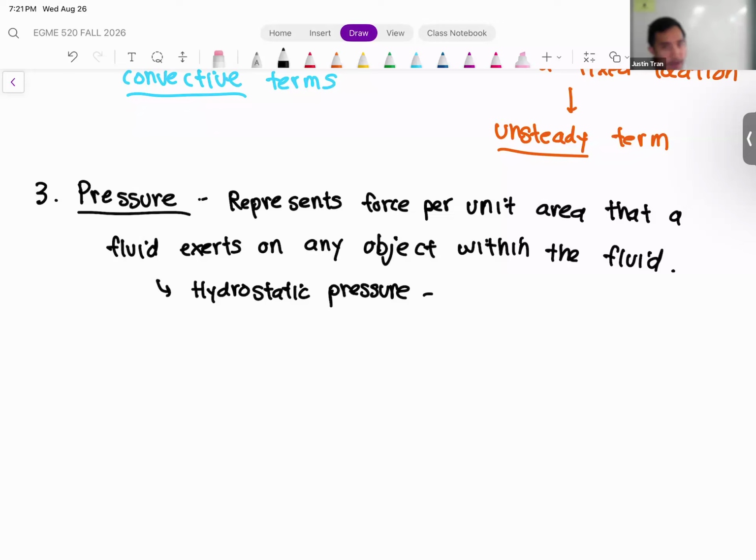Now, we won't be dealing with hydrostatic pressure all that much because, like the name implies, hydrostatic pressure is the pressure in a static fluid. For the most part, in this class, we'll be looking at fluids that are actually in motion. But hydrostatic pressure develops due to gravity, essentially. The deeper you go within a fluid, all the fluid particles on the bottom layer have to support the weight of all the fluid above it.